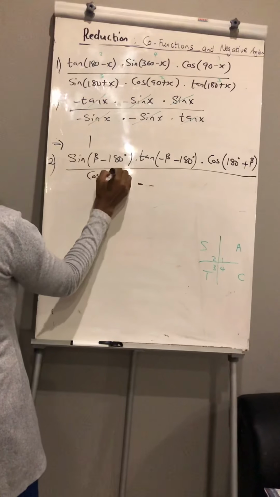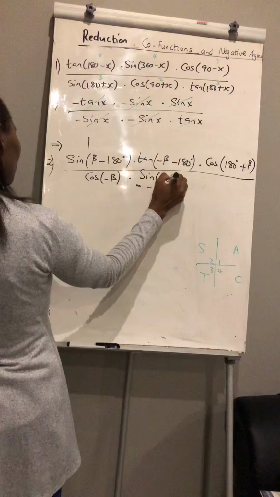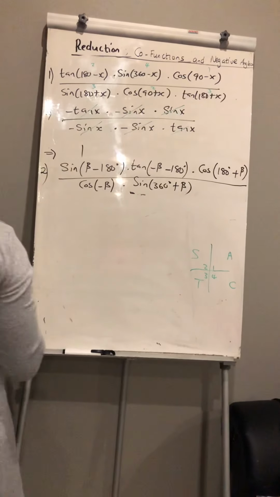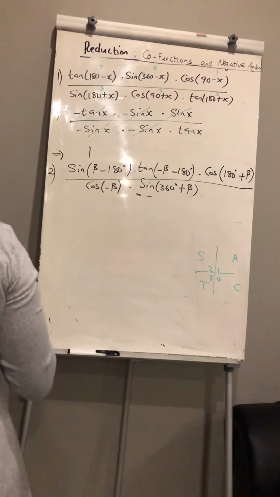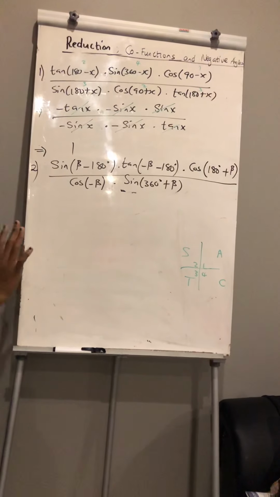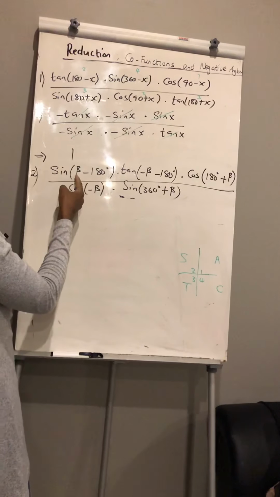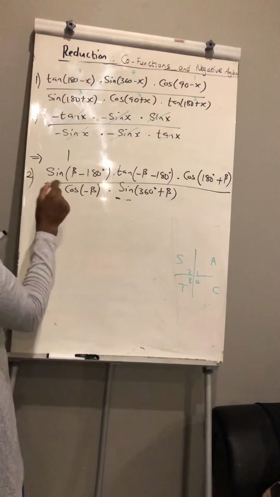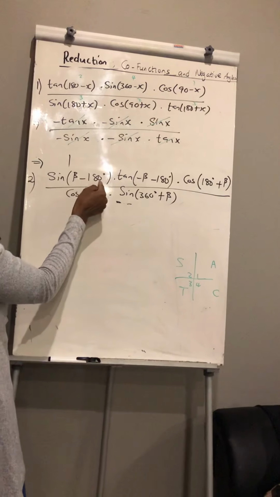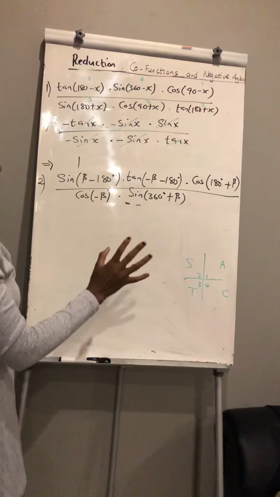Then there's cos of negative b, sine of 360 plus b. Okay, something of that sort. Well, in this situation, the only problem is the acute angle that we think of is the one that's starting with the angle beta minus 180. It wasn't going to be a problem if you say 180 minus beta. It's not a big issue.